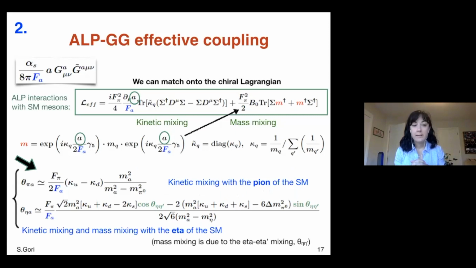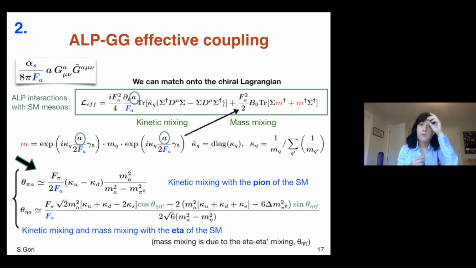We also do generate a mixing between the ALP and the eta of the standard model. This mixing has a more complicated form, because to compute it you also have to keep into account the fact that the eta of the standard model mixes with the eta prime of the standard model. This will lead to both a kinetic mixing and a mass mixing between the eta and the ALP that I'm considering. Okay, so these are the two mixing terms that we computed.